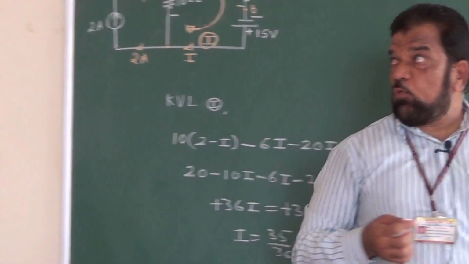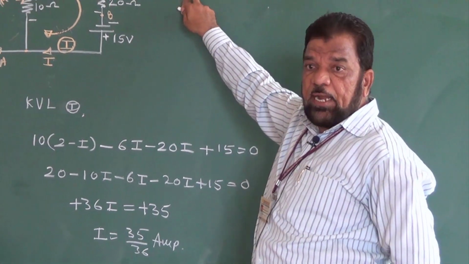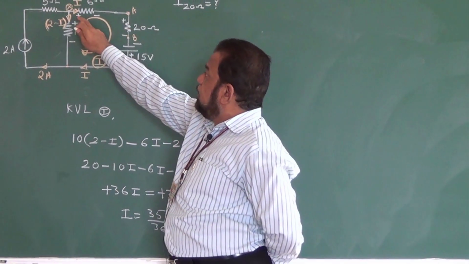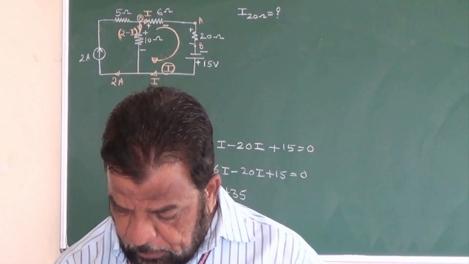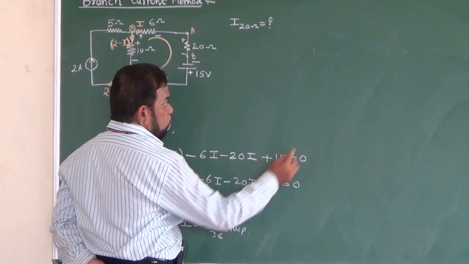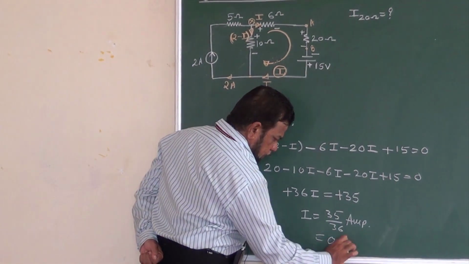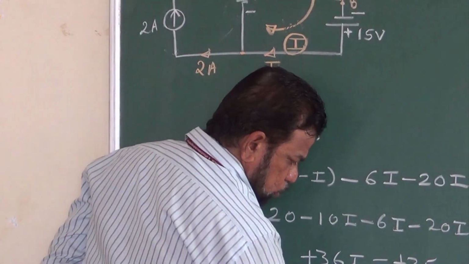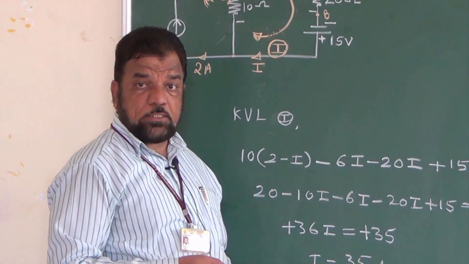Now if we come to the question, our question is to find out I20. So whatever the I20 is there, that is nothing but I. Okay, so whatever your final answer is there, that final answer is 0.97. Okay, that means if I solve for the I, then I'm getting I is equal to 0.97 ampere. So my answer is I is equal to 0.97.